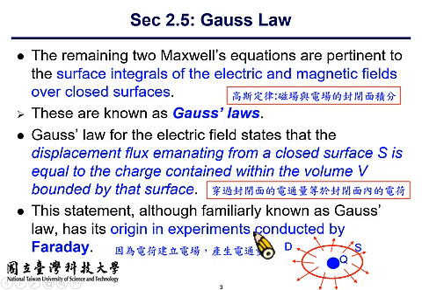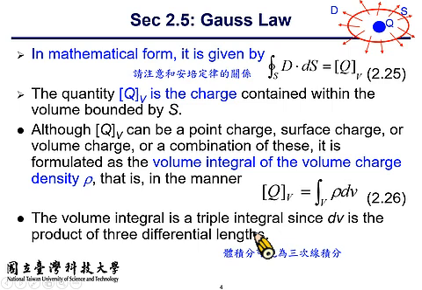So the direct implication of this statement is that electric charge produces electric field. As long as you can find a non-zero electric field or electric flux enclosing a specific region, then you can determine that there are electric charges residing within this volume, within this space. In mathematical form, it is written as equation 2.25.